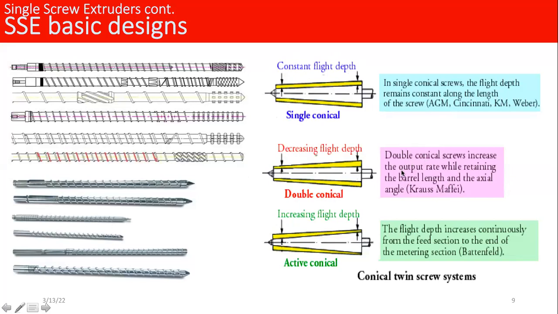Double conical screws increase the output rate while retaining the barrel length and the axial angle. And if it is active conical, flight depth has been increased, right? එතකොට අපේ application එක අනුව අපිට මේ screw එක විවිධ ආකාරයකට හදා ගන්න පුළුවන්, design කර ගන්න පුළුවන්, right? It is very important to have a unique screw for a particular extruder. තේරුණාද? මම හිතනවා ඔයගොල්ලෝ තේරුණා කියලා.